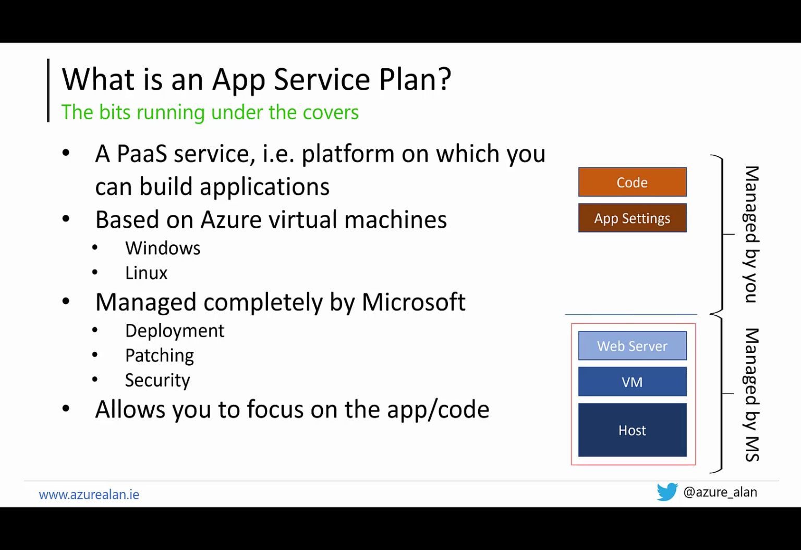plan. An app service plan is a PaaS service, so essentially it's a platform that you can build your web applications on. So it differs from a traditional infrastructure as a service setup where you've got a virtual machine to deploy, and then you need to deploy the web server roles such as IIS server, and then start setting up your application. Because it's a PaaS service, most of that is managed by Microsoft.